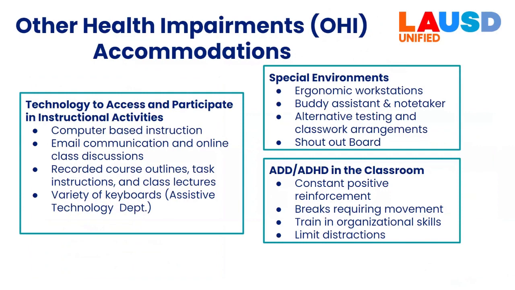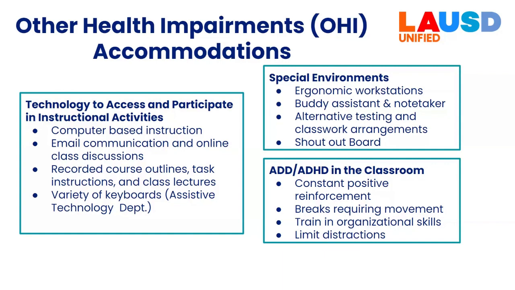Here is a list of possible accommodations you might find for students with OHI. With the case of assistive technology, the IEP will note if a student has been prescribed assistive technology, or AT. Schools that have students requiring AT have assistive technology assessors assigned to their school. If you have any questions about assistive technology equipment, reach out to the student's case manager so that they can contact the assessor. Here are some examples of technology to access and participate in instructional activities: computer-based instruction, email communication, online class discussions and class lectures, and maybe use of a certain keyboard, which the occupational therapist, OT, or assessor may suggest.